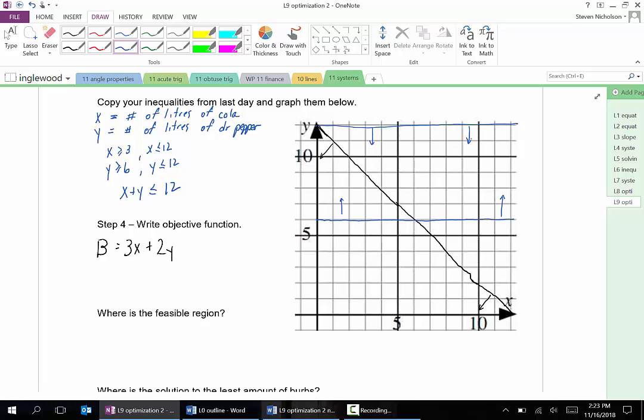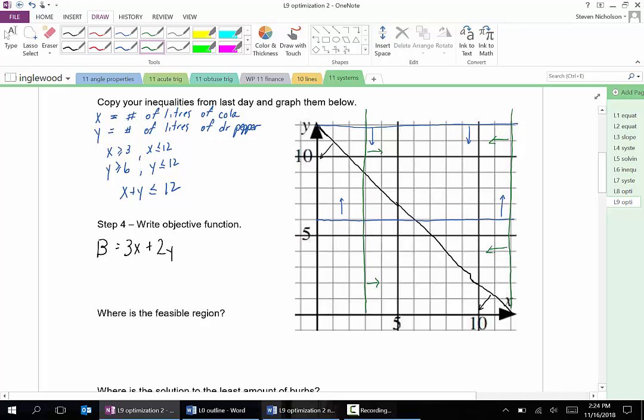And finally, we'll do the x stuff in green. Now, we haven't talked about how to graph an x equals line, but an x equals line is a vertical line. So just like y equals is horizontal, x equals is vertical. So here's our x equals 3. And again, it's solid because it's greater than or equal to. So we're going to look at everything bigger than that. And again, x less than or equal to 12.